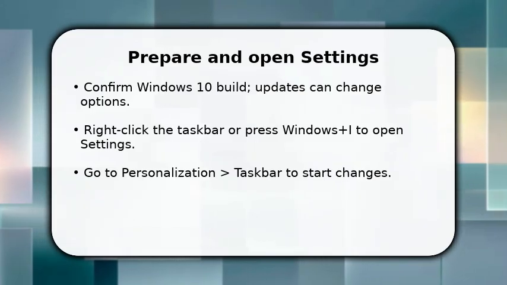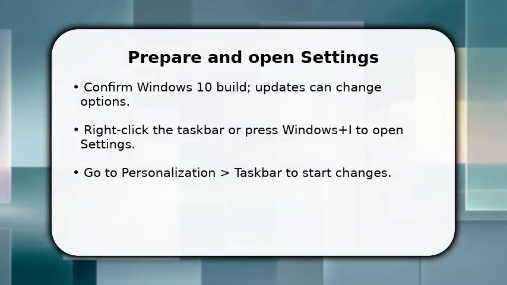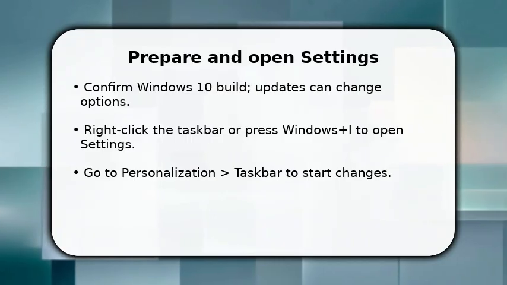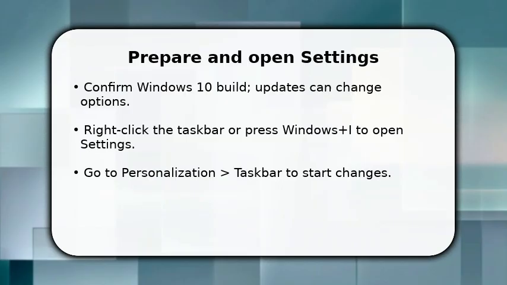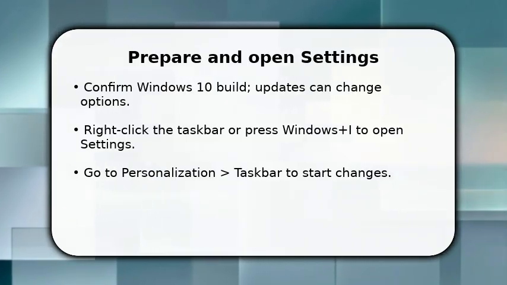Enjoy the video. You start by checking that Windows is up to date because menu names can shift between builds. Once done, right-click the taskbar or press Windows plus I and open settings. This gets you directly to personalization controls.